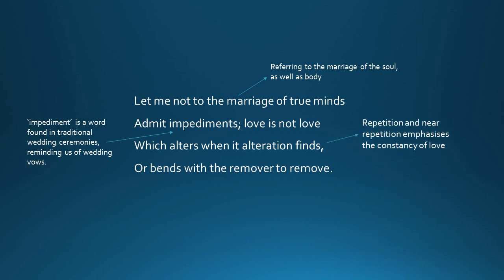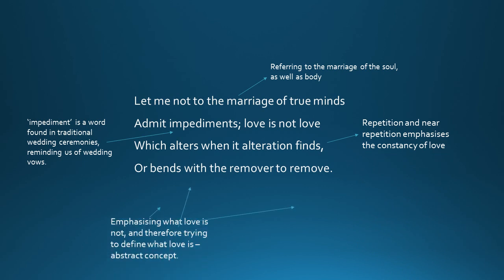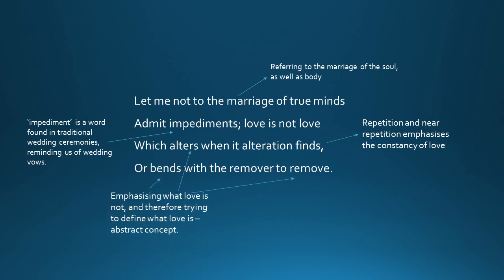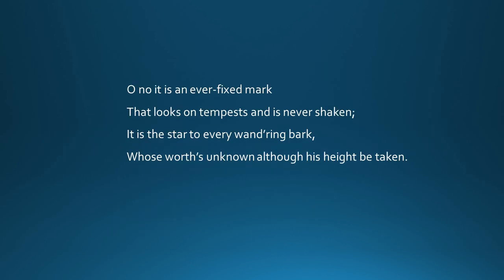You've got the repetition and near repetition that emphasises the constancy of love, because love doesn't do any of these things. It doesn't alter, it doesn't bend, it doesn't remove. So by defining what love is not, you're therefore trying to define what love is, and that's a very abstract concept which is difficult to describe. Love doesn't change despite the changes in the relationship.